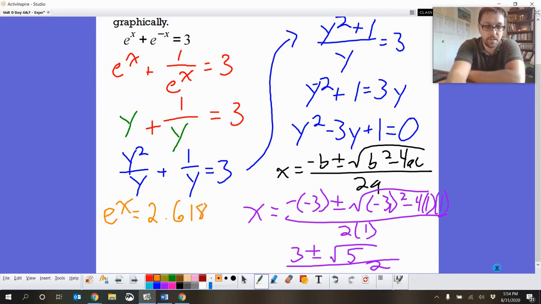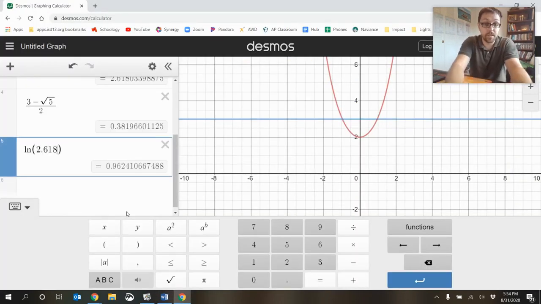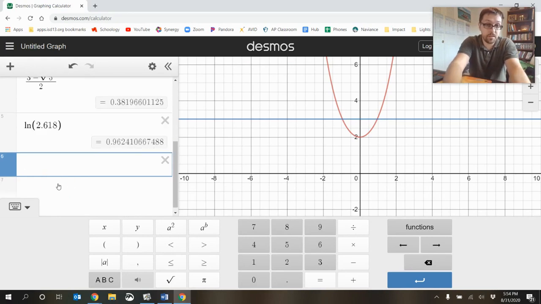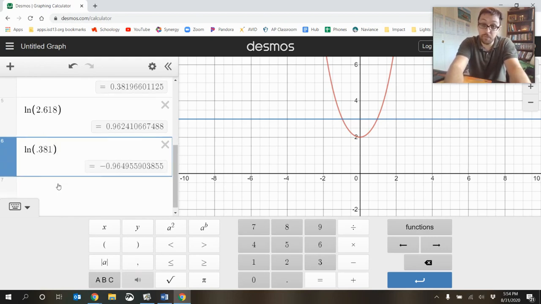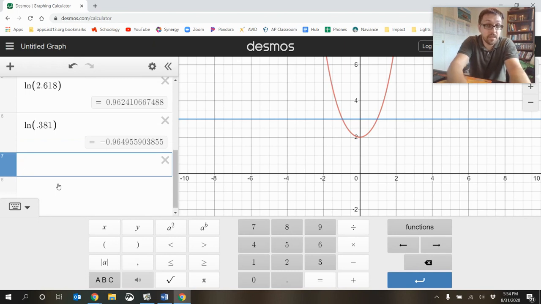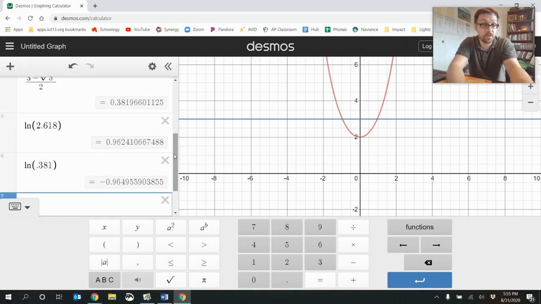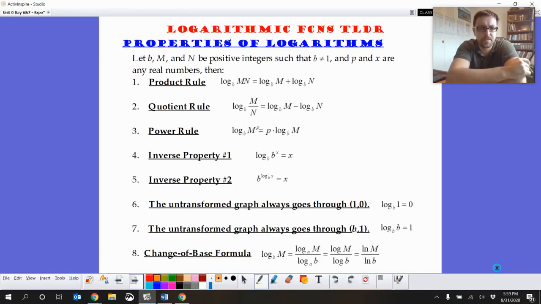So in order to solve this thing, we need to take the natural log of both sides. So let's do the natural log of 2.618. And there we go, there's our 0.962. We also need to do the other one. It'll follow that same process. The ln of 0.381, and hopefully it should give us our positive one. Well, I'm sorry, we already had our positive one. There's our negative one. So the natural log was getting both of those answers. So we got our plus or minus 0.96.